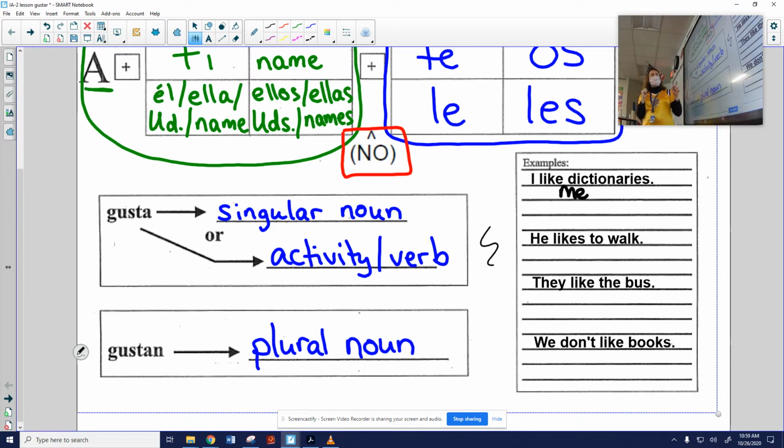Dictionaries. Would I use gusta or gustan if I like dictionaries? Gustan, because it's a plural noun. ¿Recuerdan cómo se dice en español? Dictionaries? Do you guys agree with Kata? Es correcto. Los diccionarios. Muy bien.